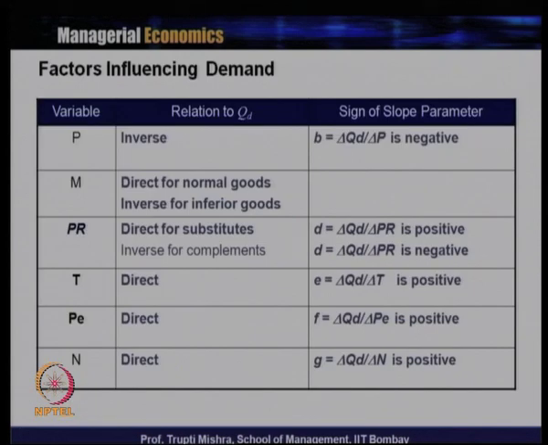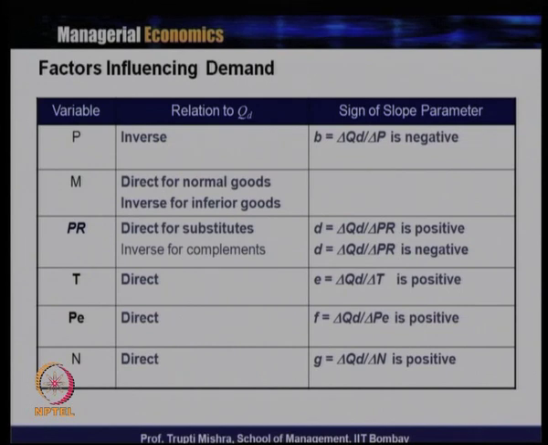So now if you look at all these variables and how they are related, price is inversely related to quantity demanded, and the slope, that is B, which is del QD by del P, is negative. M is the income, direct for normal goods and inverse for inferior goods. It means when the consumer's money income increases, the quantity demanded for normal goods increases, whereas the quantity demanded for inferior goods decreases, because when income increases, people prefer to buy the superior goods that they can now afford. So there is an increase in the quantity demanded for normal goods, and a decrease for inferior goods.